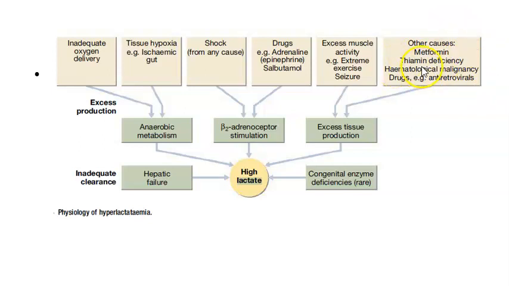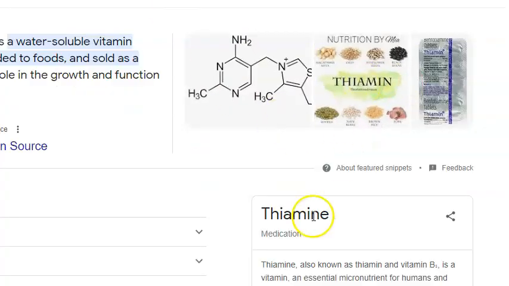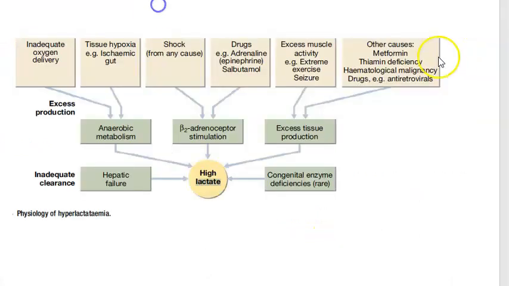Thiamine is not spelled thymine; they have not added an E here. Thiamine, spelled THIA, is vitamin B1. But if it is THY, then it becomes the nucleotide in the DNA. So just be careful about that. So where were we? Here, right?